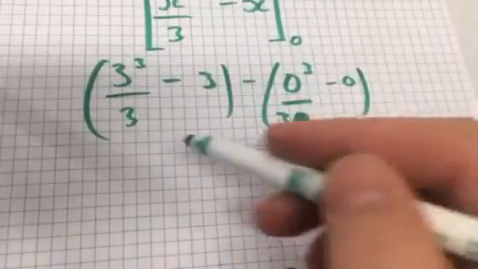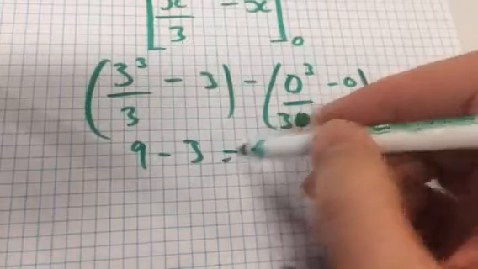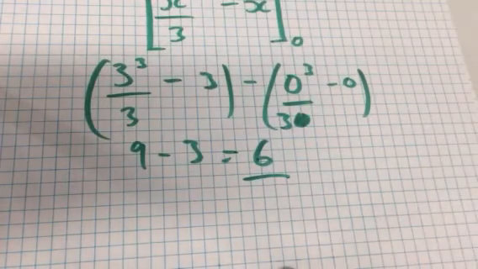And then what's 3 cubed? 27 over 3, 9. Minus 3 equals 6. So we get the definite integral being 6.